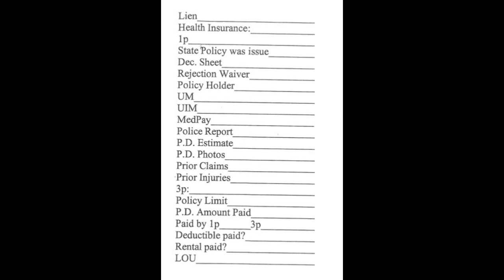Now let's look at our first form example. This one is very important. This is a spreadsheet that should go on top of your files, all of your files, because it contains all of the information that the attorney will be looking for when doing the demand or when doing the negotiation.